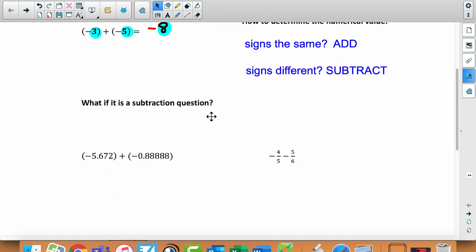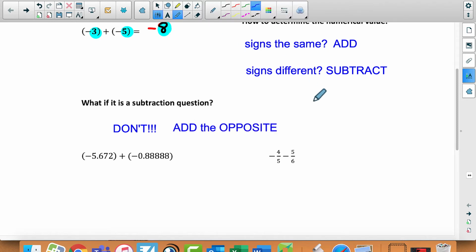Now, what if it's a subtraction question? Well, that's easy. Just don't do it. What do I mean? Remember, you're going to add the opposite. So if you were doing, for example, a question like 4 take away negative 3, what we said is don't do that question. Add the opposite. So instead you're going to do 4, keep the first one the same, change the take away to an add, and the opposite of negative 3 is positive 3. And answer that question instead. So that's going to be all our strategies here.